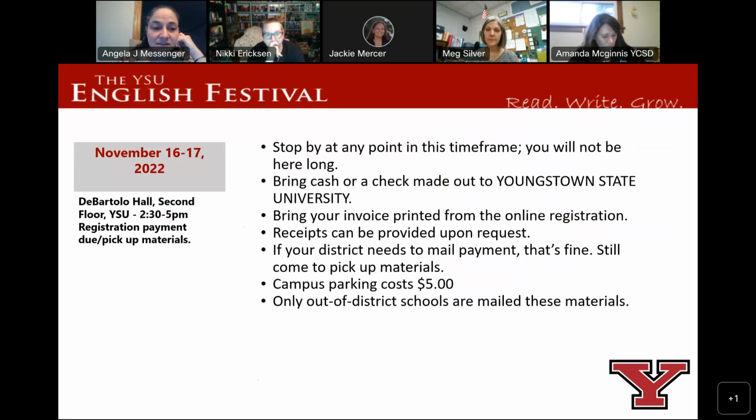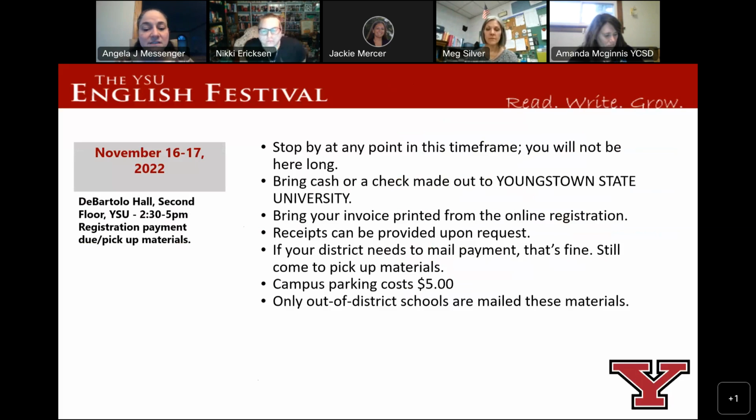The festival actually costs a lot more than, like I said, the $8 or $10 per person to put on. So that just goes to support the festival, and bringing in quality authors, making sure we have quality material, good presentations, et cetera. There is a note that parking on campus costs $5.